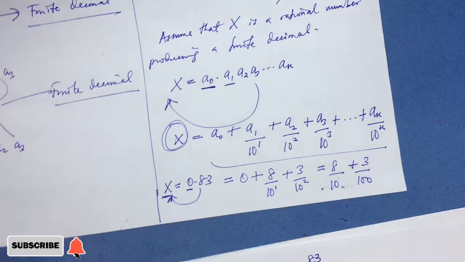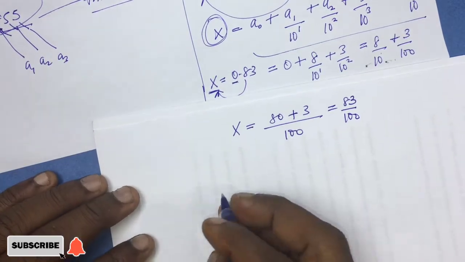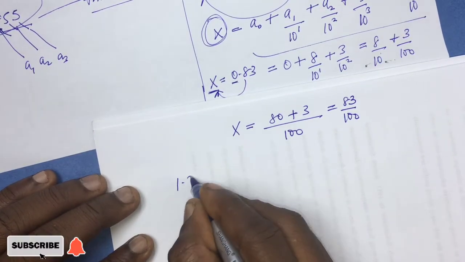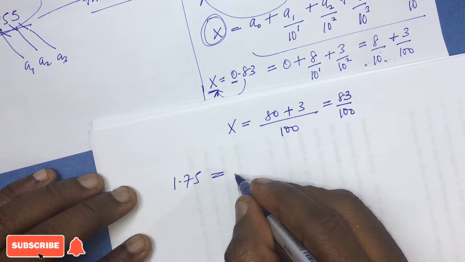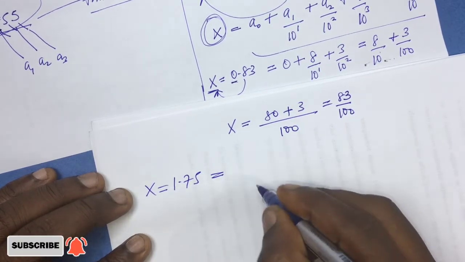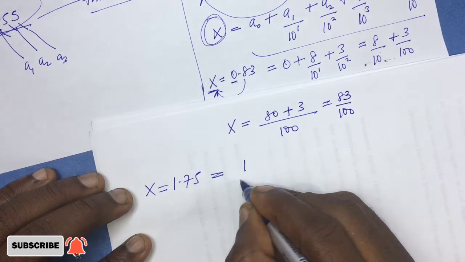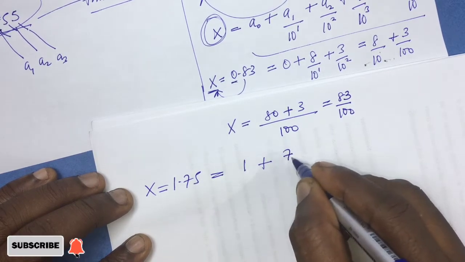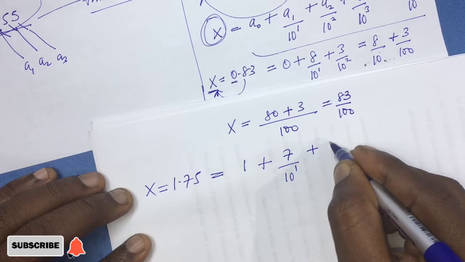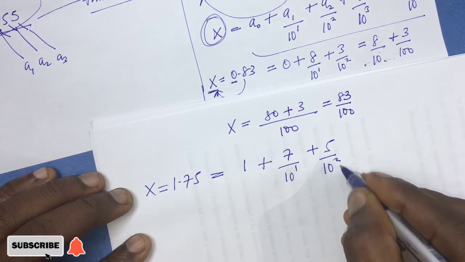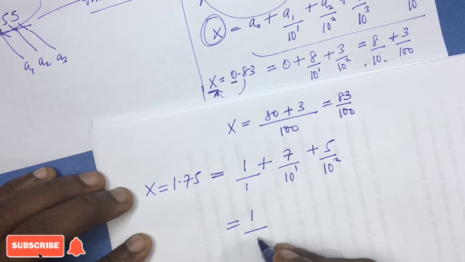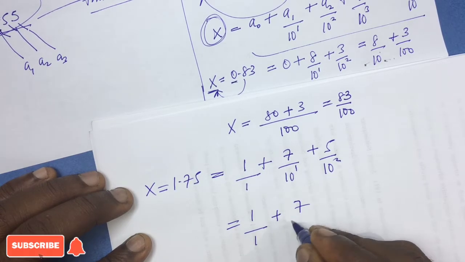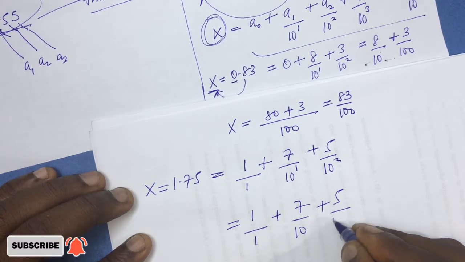Now let's see, what if I wanted you to convert 1.75 back to the fraction that gave rise to 1.75. So x is your 1.75, and you can write it as 1 plus 7 all over 10 raised to power 1 plus 5 all over 10 raised to power 2. And that will give you, take note, 1 is the same thing as 1 over 1. So that will be 1 over 1 plus 7 all over 10 plus 5 all over 100.